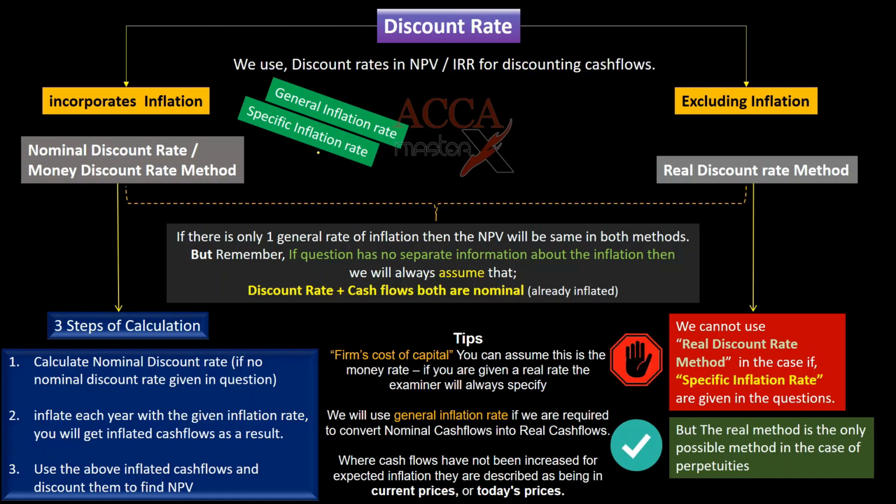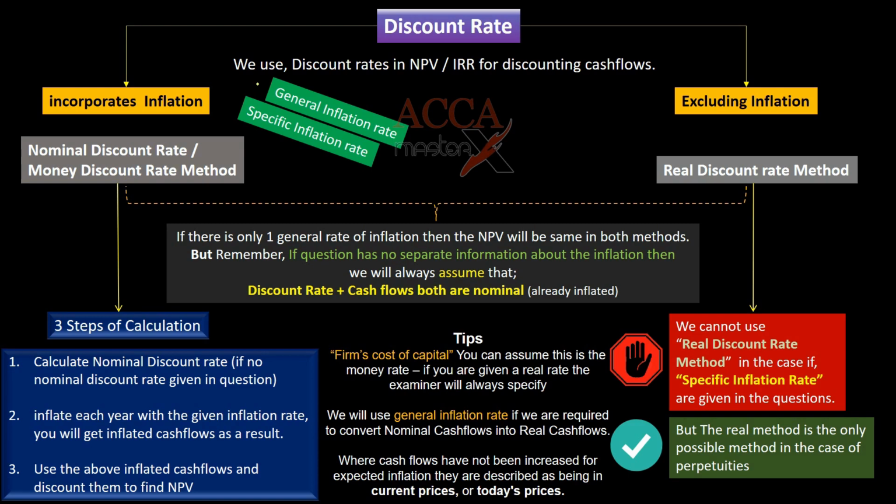In the last video, we have seen what is the impact of inflation on discount rate. For example, the discount rate can be with inflation and without inflation. If it includes inflation, then the discount rate will be known as nominal discount rate or money discount rate. And if the cash flows include inflation, then those cash flows will be known as nominal cash flows or money cash flows. But if it does not include inflation, then such a discount rate will be known as a real discount rate, or the cash flows which do not include inflation will be known as real cash flows.